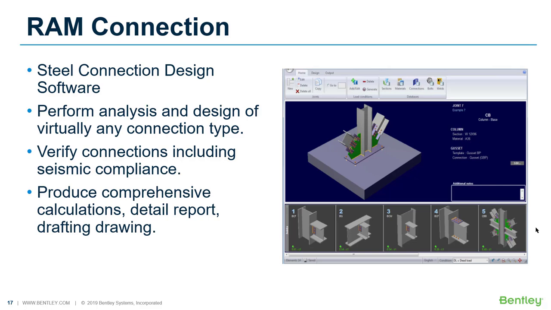It has a direct integration with STAAD.Pro and RAM structural system. So if you have performed your superstructure or the steel member design in this software, you can directly export the connection data to RAM Connection and perform the design there. It has different types of connection modules which can be used. Once the design has been performed, it will generate a detailed report, a very detailed calculation sheet, and also a drafting drawing which can be saved in CAD format.